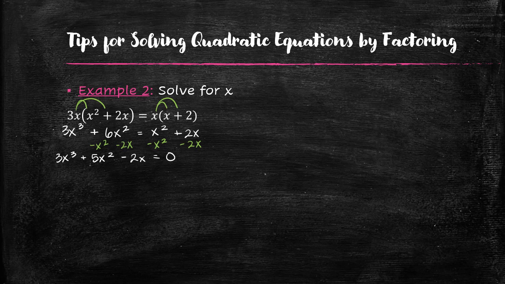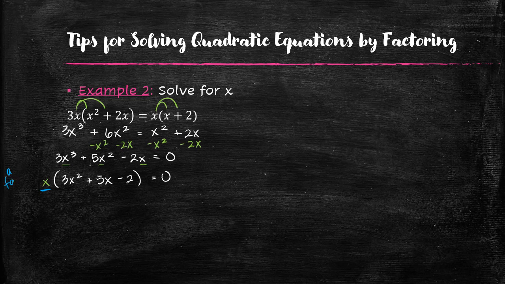Notice that in each of these terms there is an x. That means that is a common factor that I can factor out of this whole side of my equation. So I'm going to write this as x times (3x squared plus 5x minus 2), and that's equal to 0. Now this x, we're going to make sure we keep that around. That isn't going anywhere because this is actually a factor.